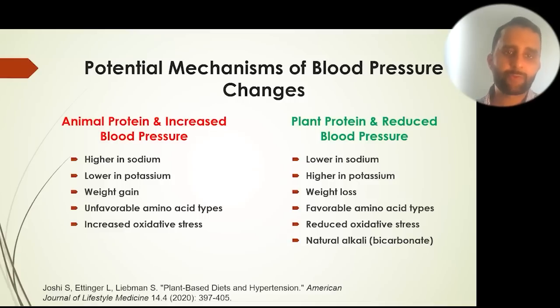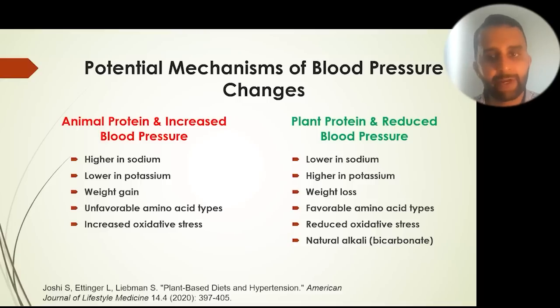There are a few reasons why animal protein is associated with increased blood pressure. This is due to the sodium content, which is relatively high. The potassium content tends to be on the lower side. Animal protein tends to be associated with weight gain, and as you gain weight, blood pressure does rise through a variety of mechanisms. Animal protein in itself tends to have amino acid types that tend to raise blood pressure for reasons that we don't fully understand. And there tends to be increased oxidative stress and inflammation with animal protein that contributes to a higher blood pressure.